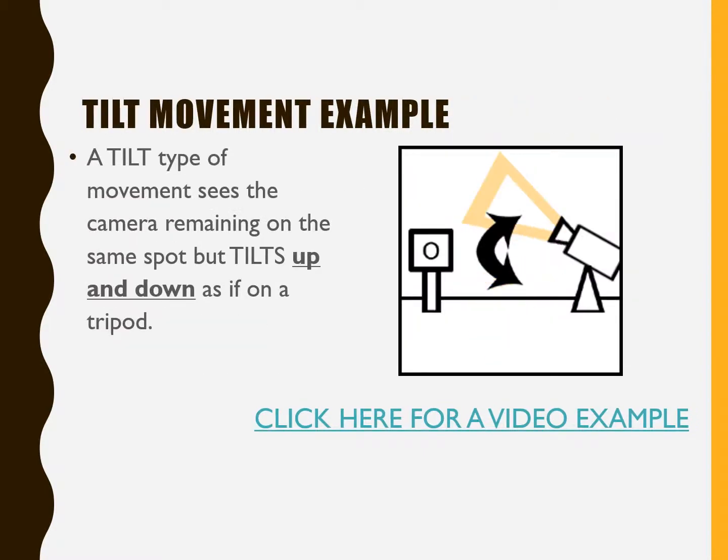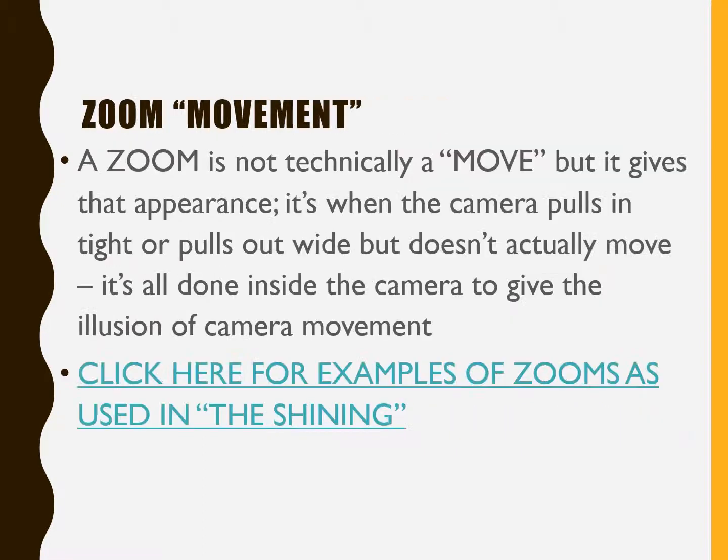Then we get a tilt movement, right? It's where the camera tilts up and down as if on a tripod, but doesn't move as if it has legs, right? It tilts up and down. So click on that in the PowerPoint if you want to see a video example of that. But again, these are 2 shots where the camera tilts or pivots, but doesn't move. Its legs don't move, let's put it that way, right? A zoom movement is not technically a move, but it gives that appearance, right? It's when the camera pulls in tight or pulls out wide, but doesn't actually move. Again, these first 3 shots, the camera is stationary, but movement is implied.